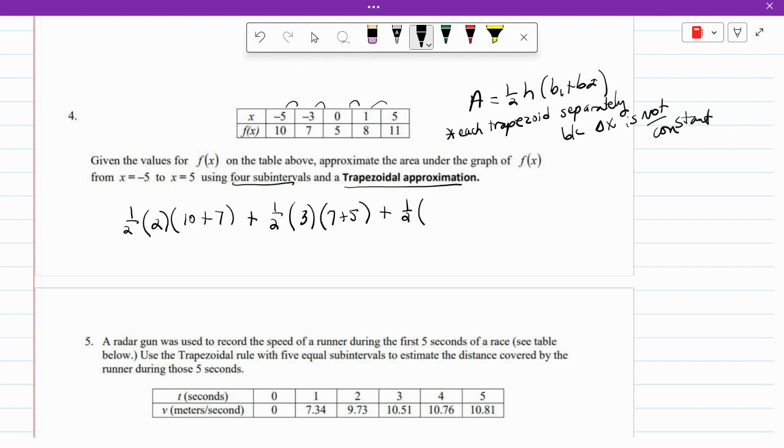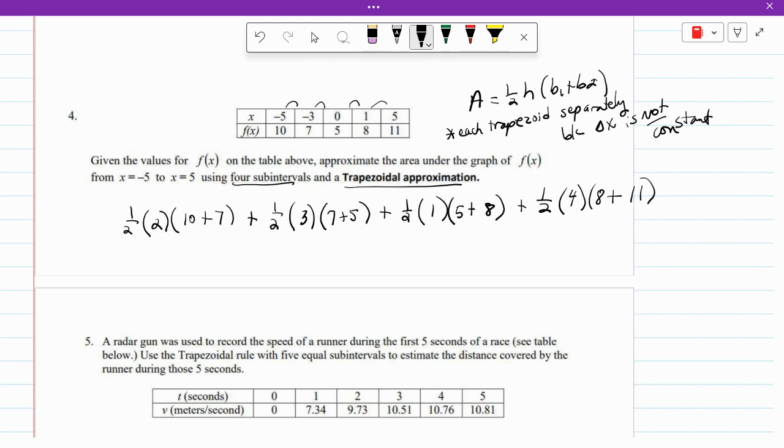1/2 times the height. So from 0 to 1, the delta x is just 1. So from 0 to 1, the value of the function on the left plus the value of the function on the right. And then my fourth trapezoid is from 1 to 5. So that delta x is 4. And then times my value of the function on the left plus the value of the function on the right. So we could use our calculator to figure out what this number is, or we could leave our answer just like it is. There's no need to simplify. We just need to remember that when we're given a table like this, that's the only information we have. So in order to find the approximation using trapezoids, we have to find the area of each trapezoid separately.